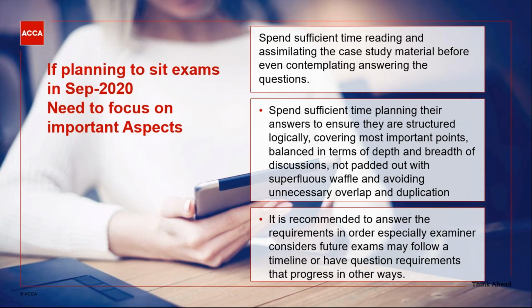As you can identify from the score allocation, if the score allocation is minimal, then you must explain it in that way. Otherwise, you explain it in more detail. Next, it is recommended to answer the requirements in order, especially as the examiner considers that future exams may follow a timeline or have question requirements that progress in other ways.